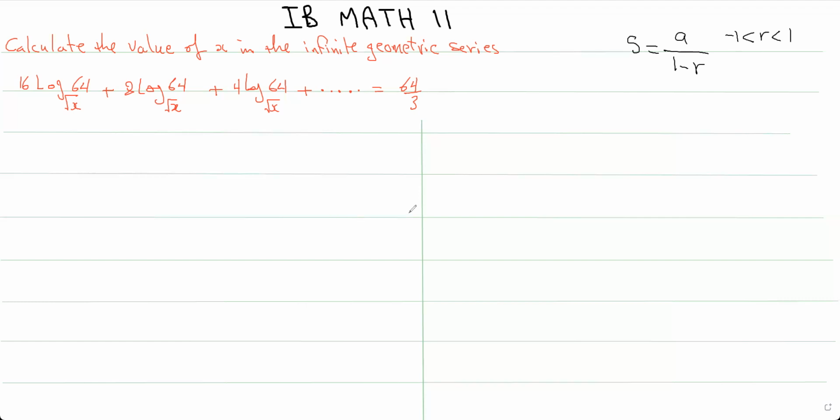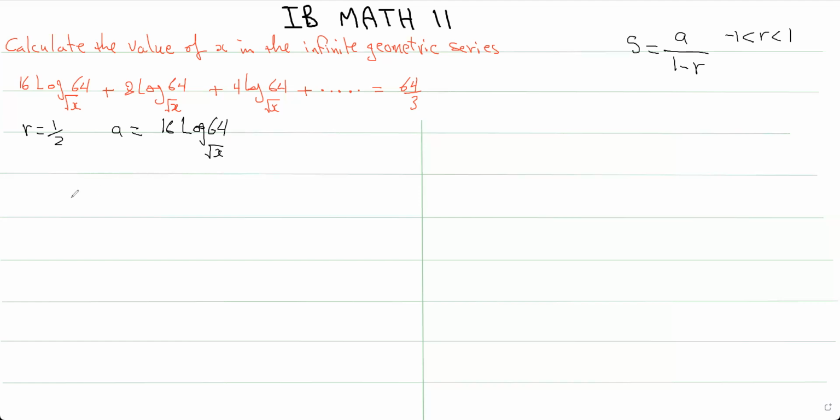Okay, so now what do we need to do? The first thing we need to do is figure out our r, the common ratio. What do we multiply by to get from one term to another? As you see, the only thing that's changing going from one term to another is the number in front of the log. So 16, 8, 4, it seems like this number is halving every time. So my common ratio, r, equals 1/2. And the first term, a, is basically just this: 16 log base root x of 64.